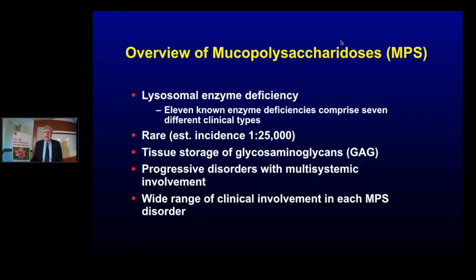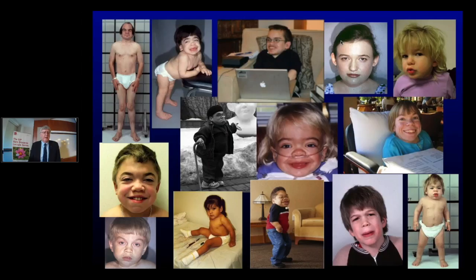This composite slide just shows an example that every one of these individuals has an MPS disorder, from an adult with MPS II to another adult with MPS I to a child with MPS I in terms of Hurler syndrome to a Sanfilippo to another Sanfilippo to an individual with Morquio to another Morquio patient and to another MPS II patient.